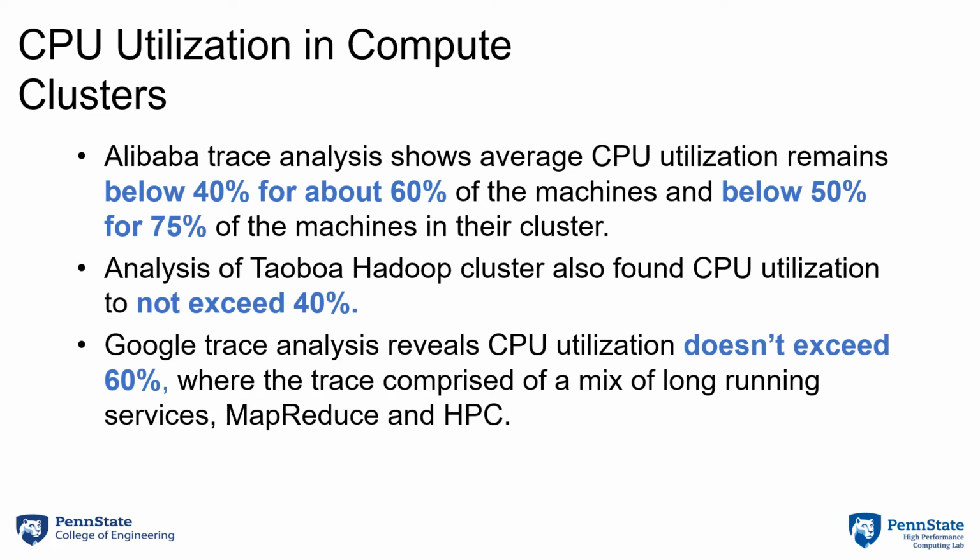Let's look at the pattern of CPU utilization in compute clusters. The recently released Alibaba trace shows us that the CPU utilization remained below 40% for about 60% of the machines. An older trace, like the Taboola Hadoop cluster, also shows CPU utilization to be below 40%. Even the Google trace analysis shows that the CPU utilization doesn't exceed 60%, but the trace comprises a mixture of long-running services, MapReduce, and HPC. Both long-running services and HPC are known to have high CPU utilization. Hence, it is safe to understand that MapReduce kinds of workloads would be driving lower CPU utilization.